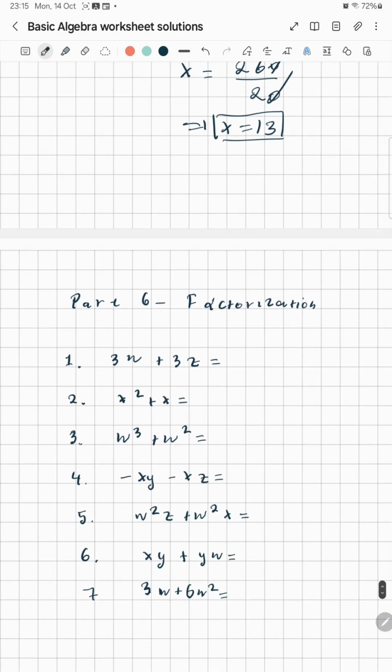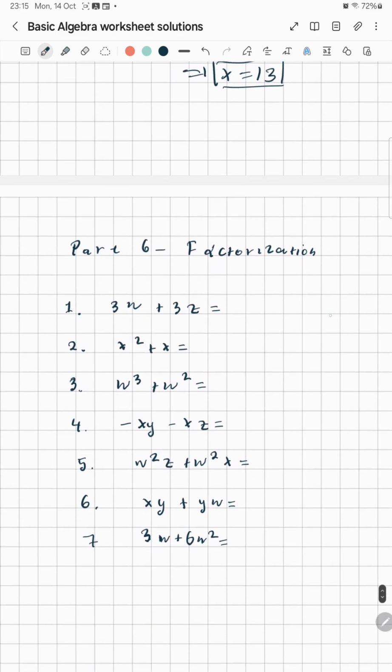The last part is factorization. We see which letter or number is common on the both terms. So here the common number is 3. We write 3 times w plus z. Here in the second one we can take common factor x, and we have x plus 1. Number 3, we can take common factor w squared, and we have w plus 1.